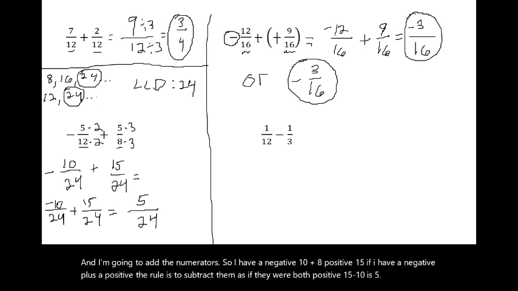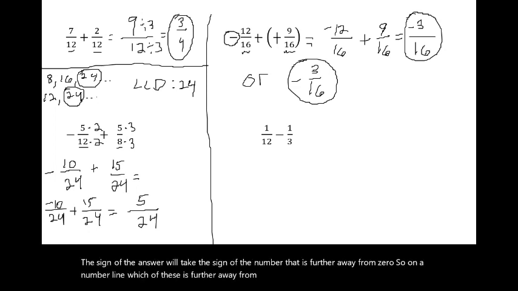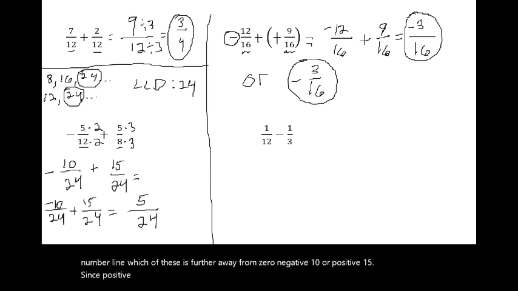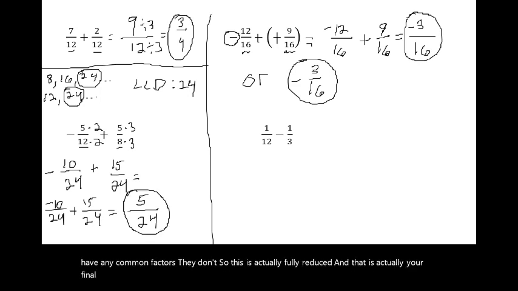The sign of the answer will take the sign of the number that is further away from 0. So on a number line, which of these is further away from 0, negative 10 or positive 15? Since positive 15 is further away from 0, the answer will be positive 5 over 24. And do 5 and 24 have any common factors? They don't. So this is fully reduced, and that is your final answer. Same thing with 3 over 16. 3 and 16 didn't have any common factors, so that was fully reduced.